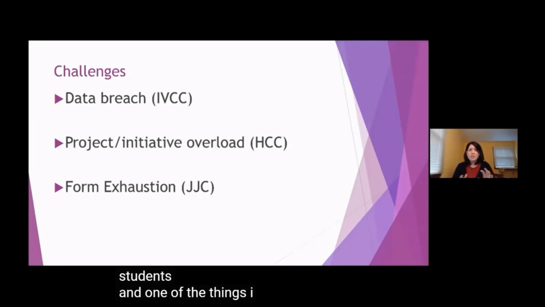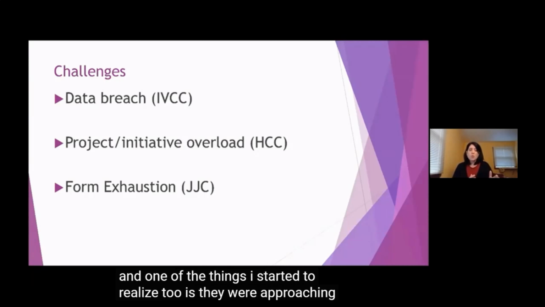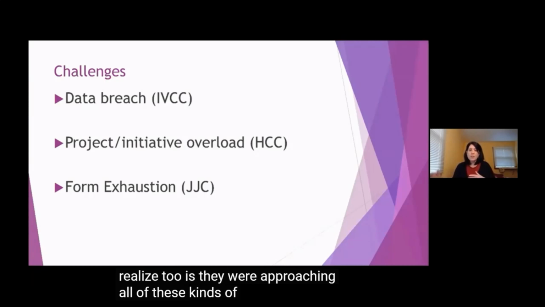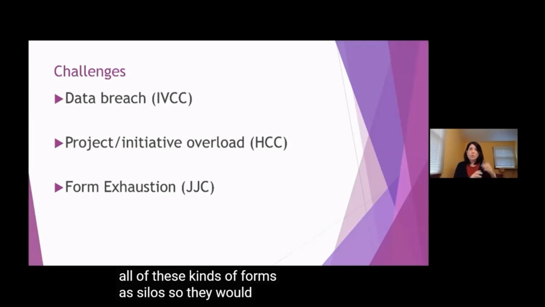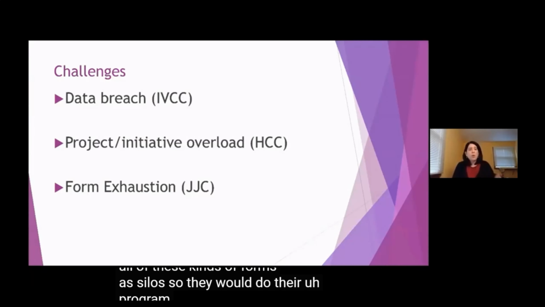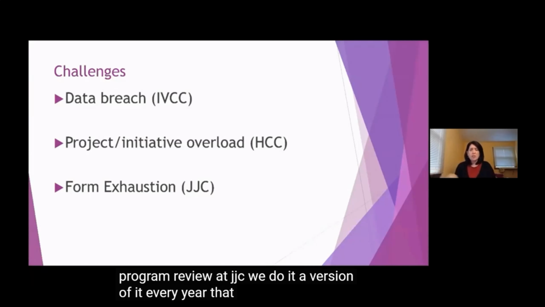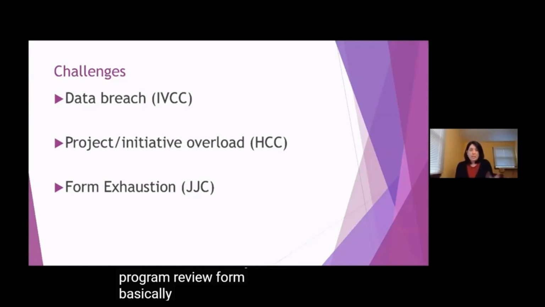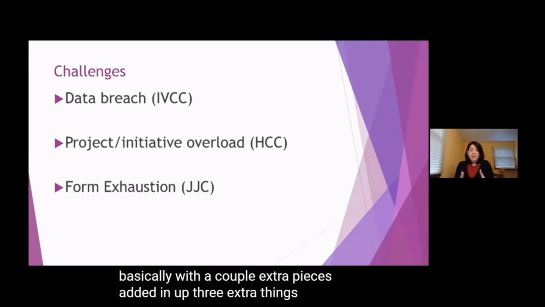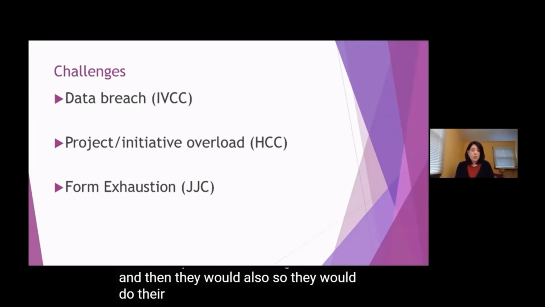And one of the things I started to realize too is they were approaching all of these kinds of forms as silos. So they would do their program review at JJC. We do a version of it every year that we call our annual program update. But it's literally the program review form basically with about three extra things added in. And then they would do their program review, their APU.